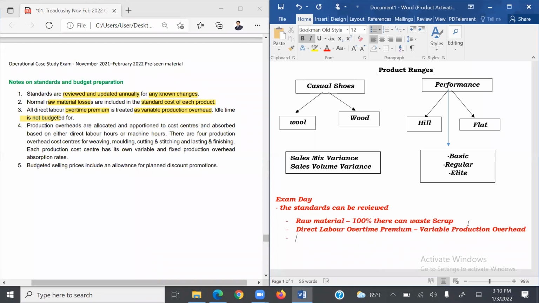And students, the next thing is idle time. Idle time is not updated.